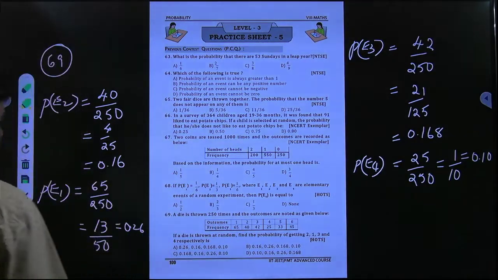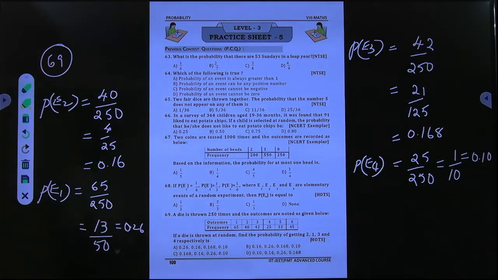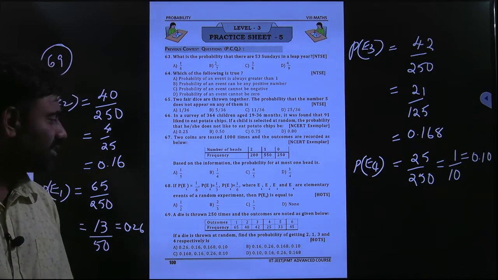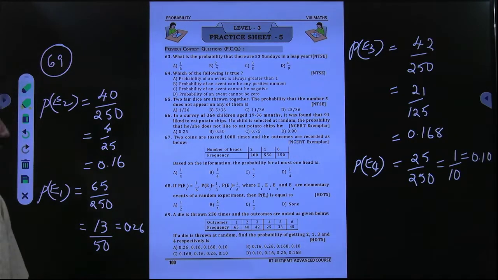So from the given options, which is the correct one? In order, we have 0.16, 0.26, 0.168, 0.10. So option B is the correct answer.